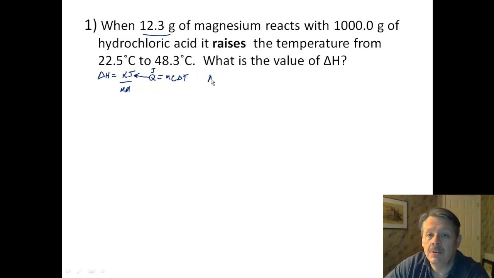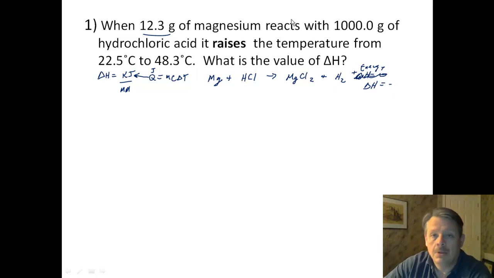We have magnesium reacting with hydrochloric acid to give us magnesium chloride plus hydrogen gas. And it tells us that we're raising the temperature, so we know that our delta H is going to be negative. All right? Because we know we're getting the energy over here. So we're getting some energy over here, so our delta H is going to be a negative number. We don't know what it's going to be, but we know it's going to be a negative number.